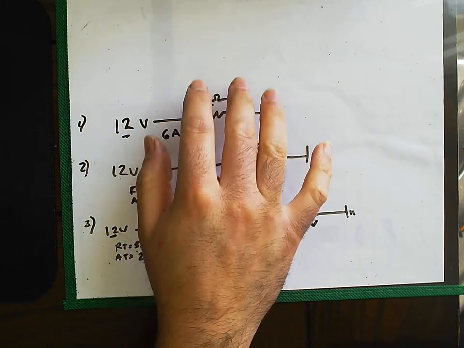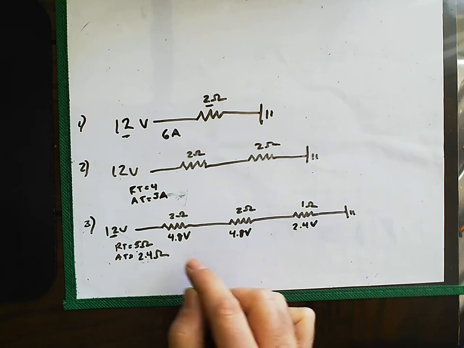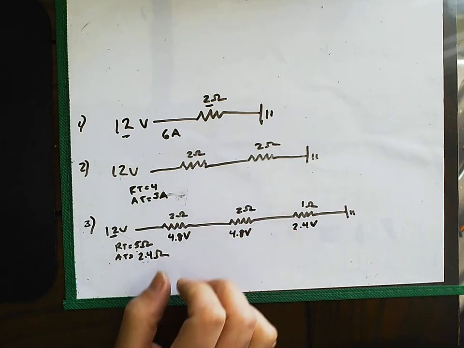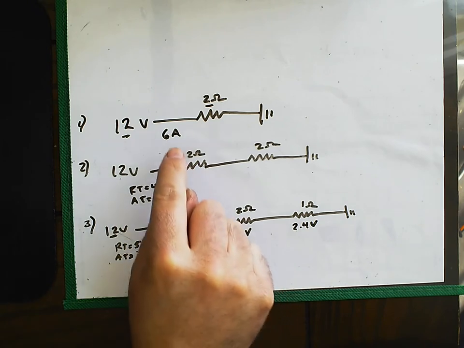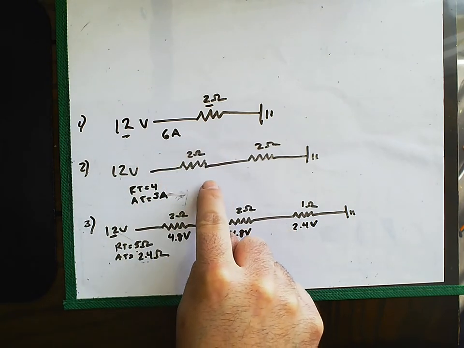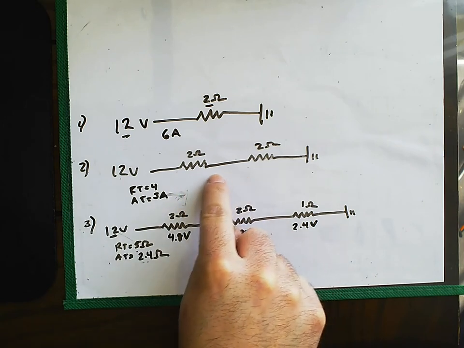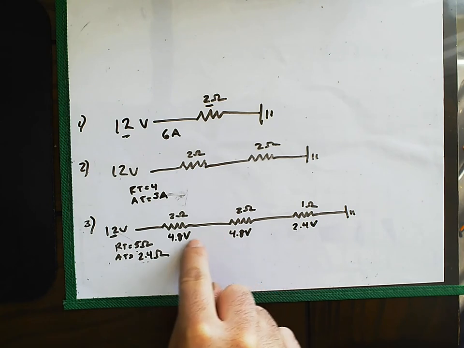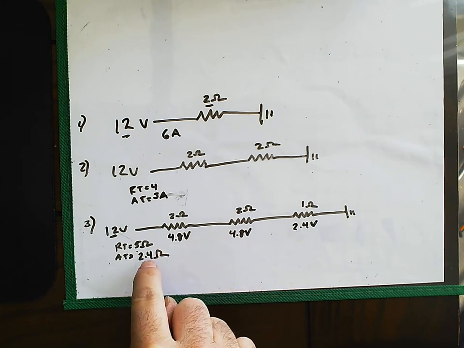Okay, so this is a series circuit. These are 3 different examples. They included voltage drop, total amperage, and total resistance. Notice what happened. My resistance was less, my amperage was more. As my resistance increased, my amperage started to decrease. And as it increased further, it decreased more.